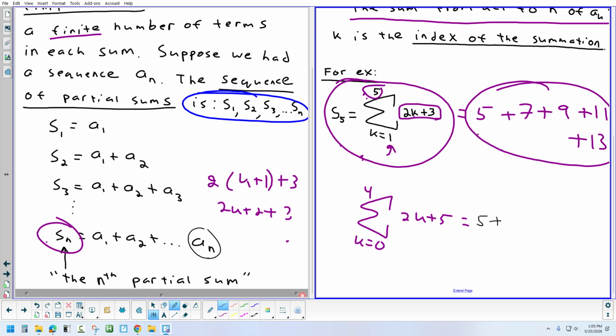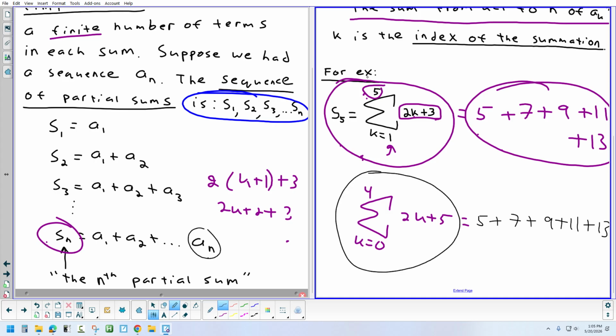How about if you plug in 1? Yep. 7. What if you plug in 2 for k? Yep. 9. What if you plug in, what do we have? 0, 1, 2. Plug in 3 for k? Yeah. 11. And now the last number, what if you plug in 4 for k? Yeah. 13.